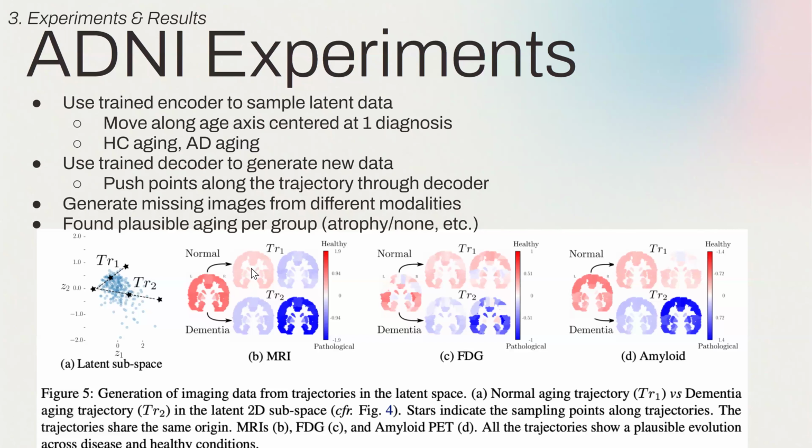What they're saying is that they found some plausible aging per group. So they're seeing different atrophy, maybe for the MRI and things like that, for these specific PET modalities.